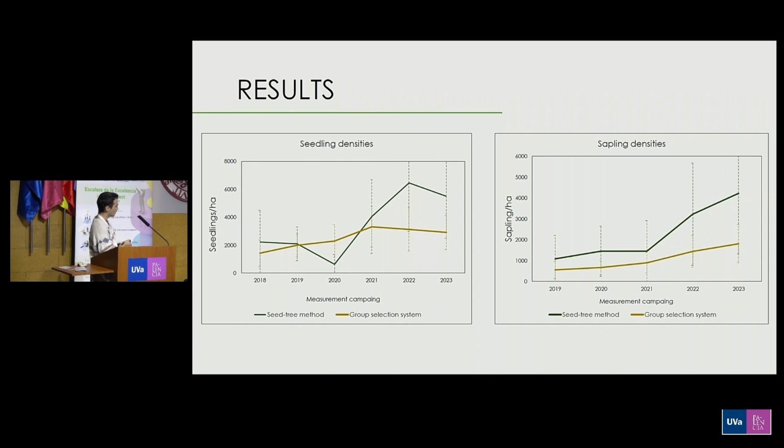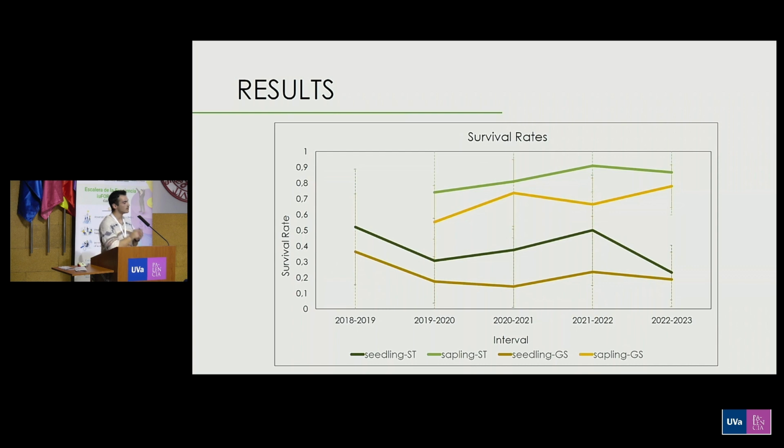However, the important thing when we're talking about natural regeneration is the sapling densities, because they are the trees that have stabilized, the ones more than 1 year old. And we can see a big difference between the two treatments. I have to say that the two treatments are not statistically crossable, but we can see two different tendencies. And finally, the group selection system is improving, but slower. But it's improving.